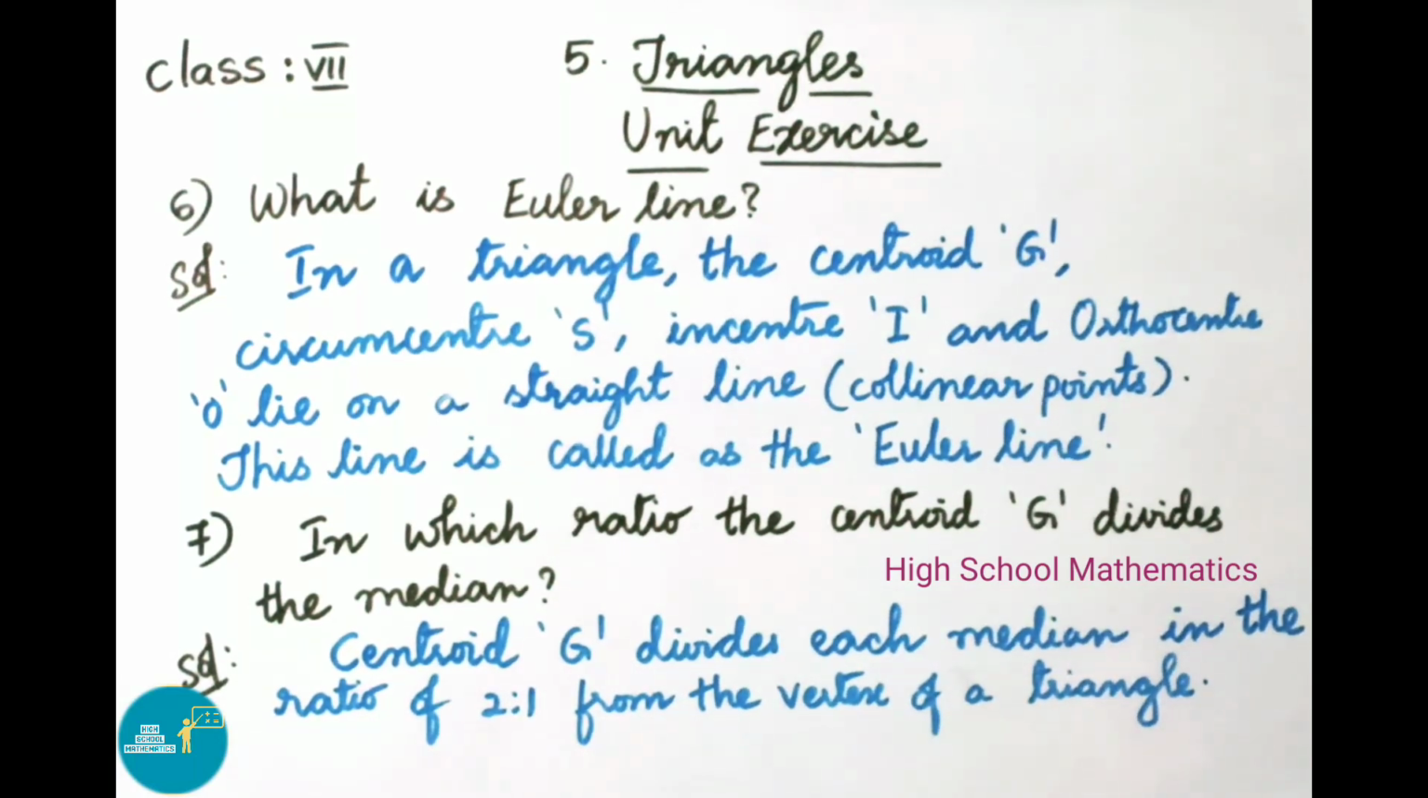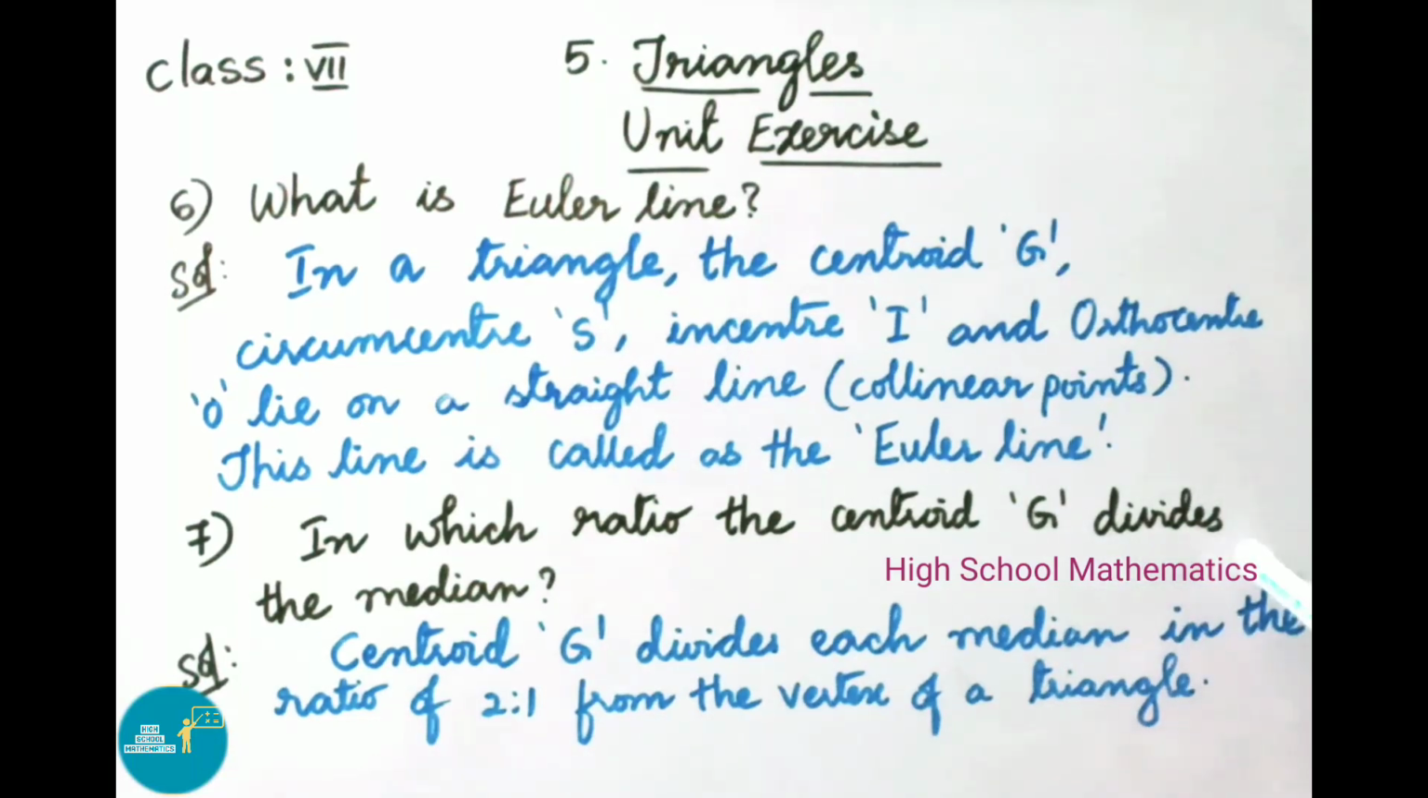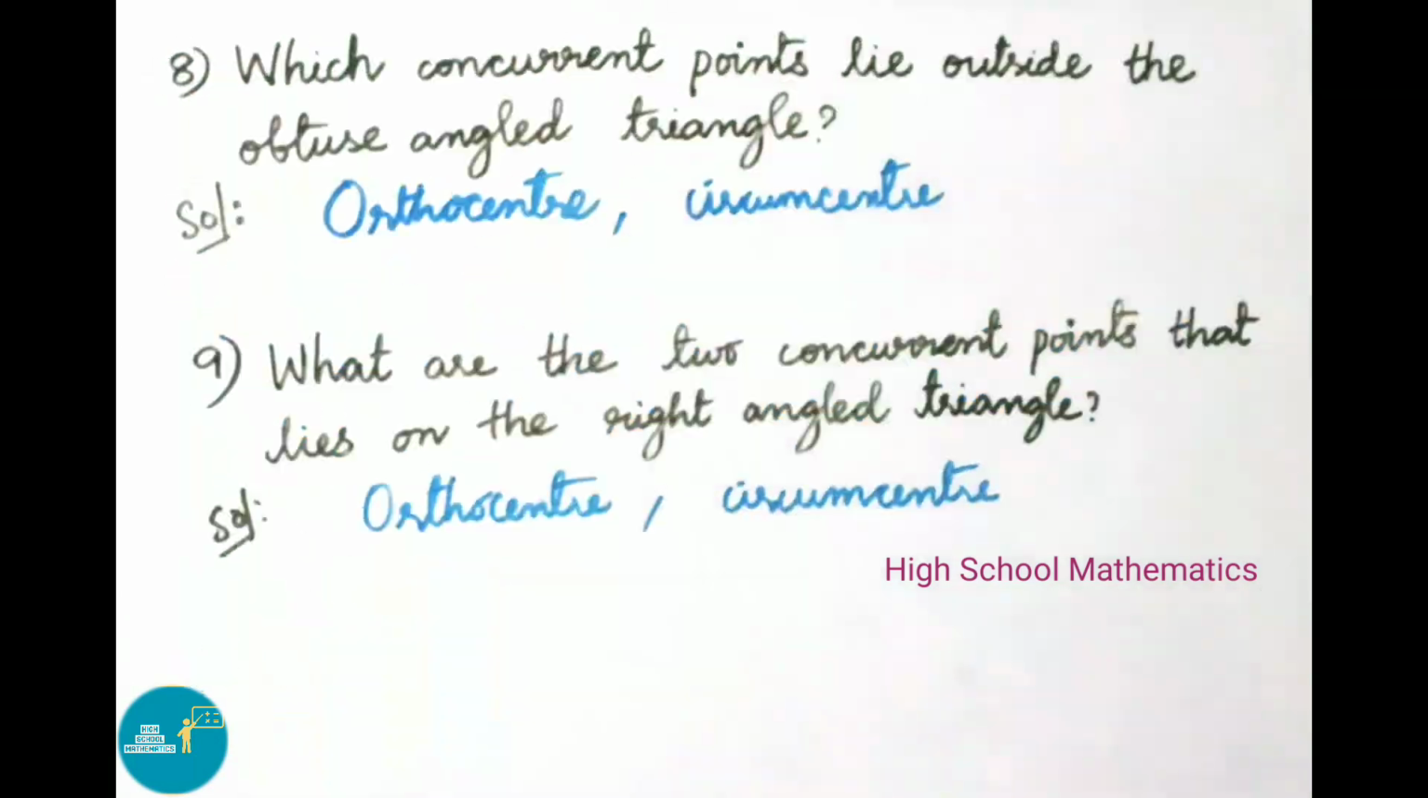See now question number 7. In which ratio the centroid G divides the median? Let us see the solution. Centroid G divides each median in the ratio of 2:1 from the vertex of a triangle.